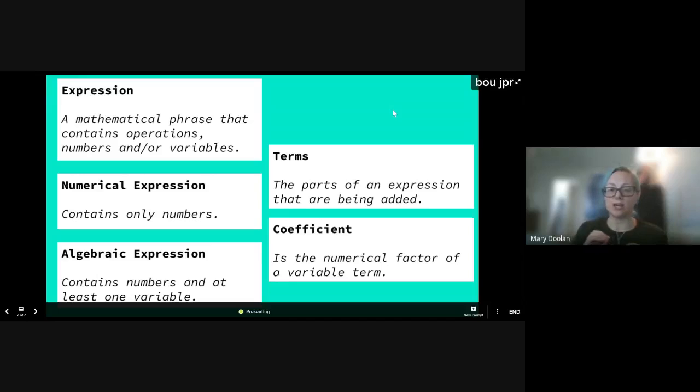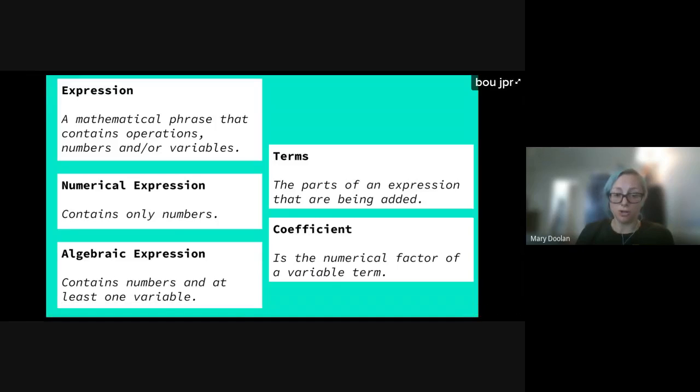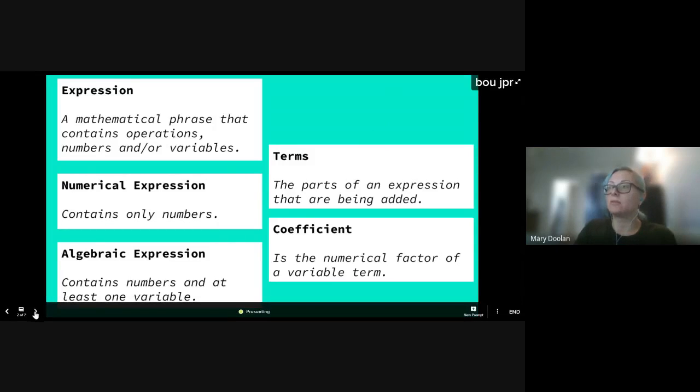Now, the pieces that are being added together, the parts of the expression that are added together, are the terms. And we looked at a picture yesterday in the lesson where we saw that. And then your coefficient is the numerical factor of a variable term. So if you have a term like 4x, 4 is the coefficient. It means that 4 is being multiplied by x.